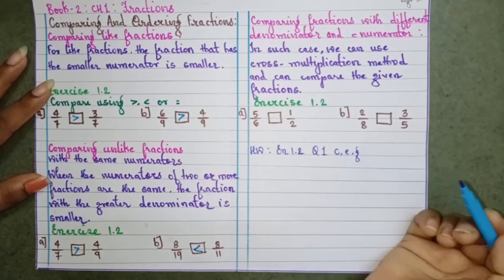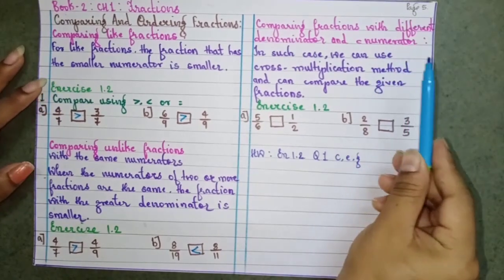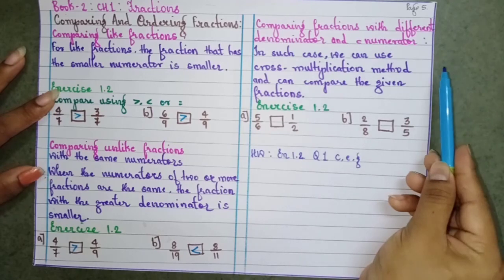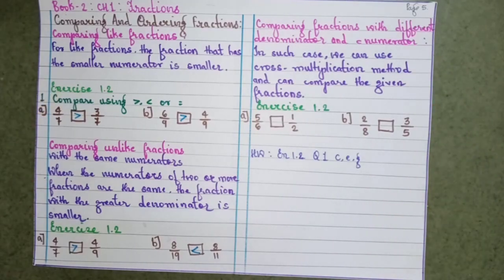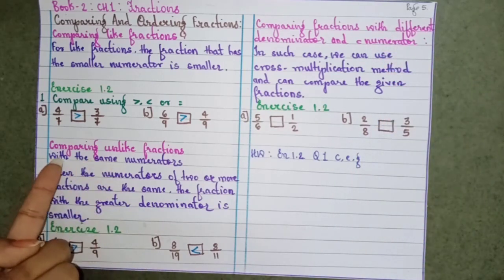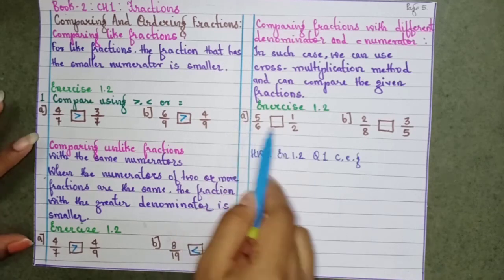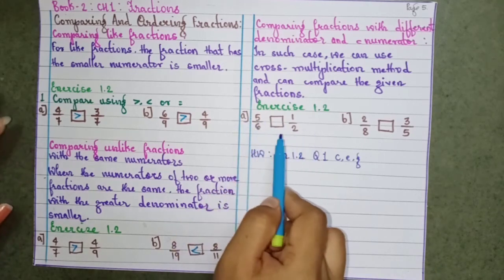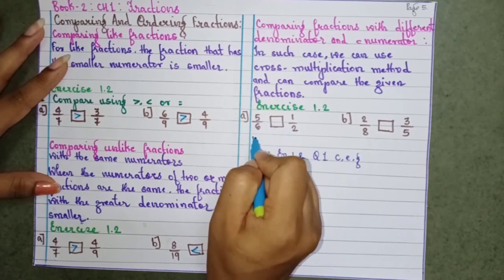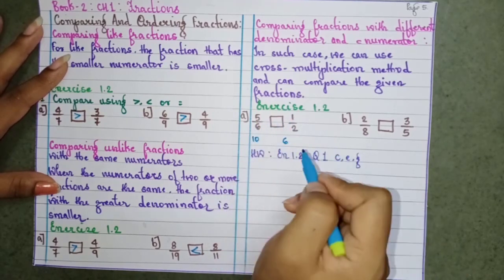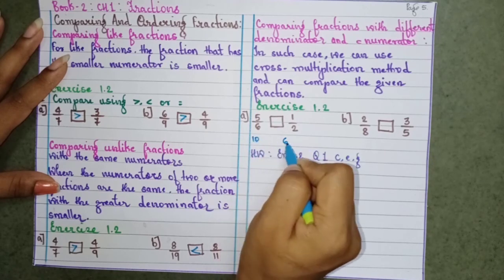So we shall solve the next kind of problems now, comparing fractions with different denominators and numerators. Okay, so this is also one example of unlike fractions. The one kind of unlike fraction was with the same numerator, and here the other kind of fractions we have has different numerators and denominators. In such a case we can use the cross multiplication method and compare the given fractions. So here we have to compare the cross products. Just see, 5 2s are 10, so I'll write 10 here, 6 1s are 6. Now tell me, 10 is greater than 6, isn't it?